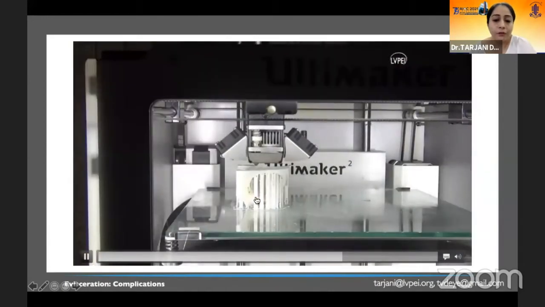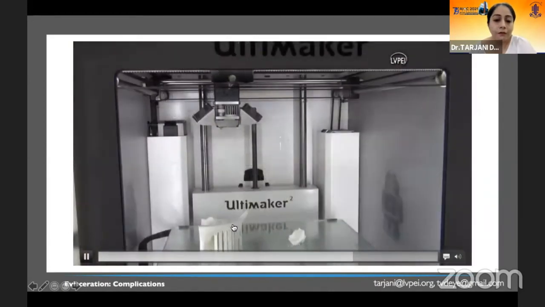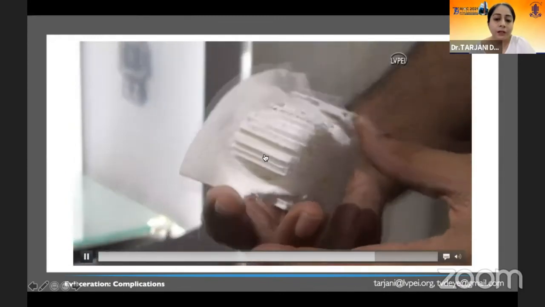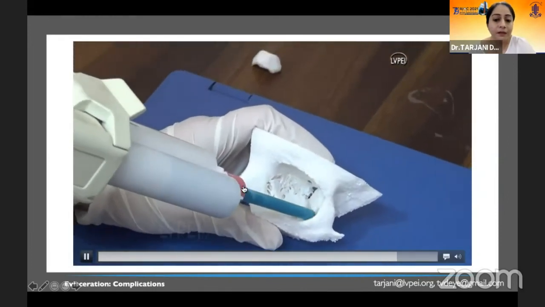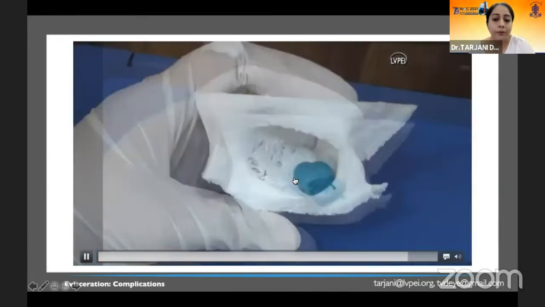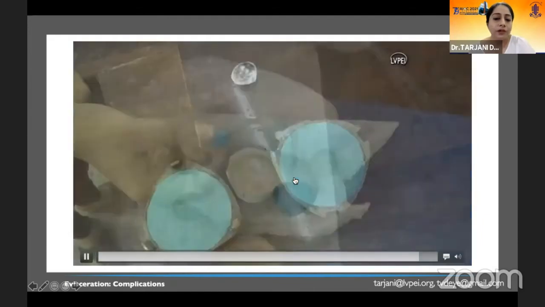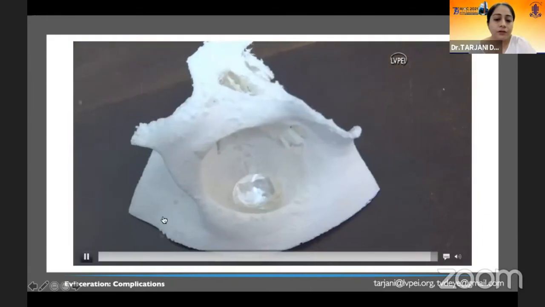And if you look over here, you can see a rough outline of the orbit with support material. This, when put in a water bath, the support material dissolves and then gives you the life-size print of the orbit, on which you can play around and generate implants using the traditional implant generation skills that are there in any ocularistry laboratory.